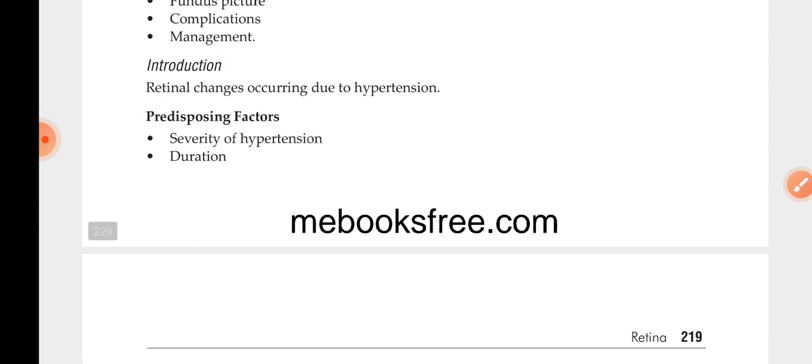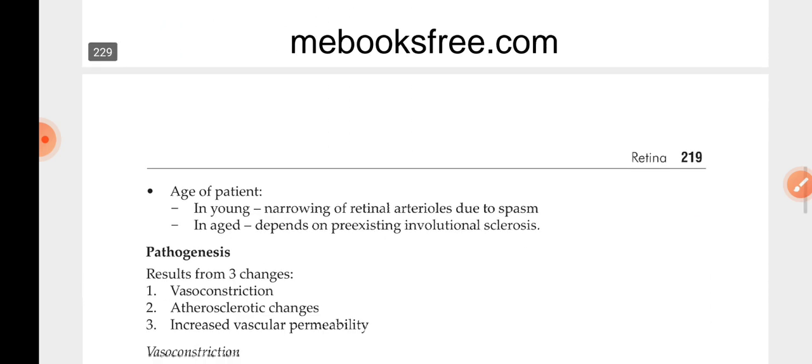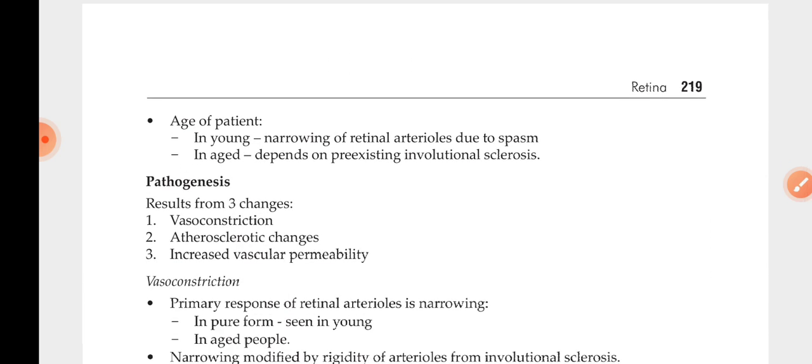Predisposing factors are severity of hypertension, duration of hypertension, and age of the patient. In a young patient, there is narrowing of retinal arterioles due to spasm. In an aged patient, it depends upon the pre-existing involutional sclerosis. If he is young, there will be vasospasm; if he is aged, there will be sclerosis.